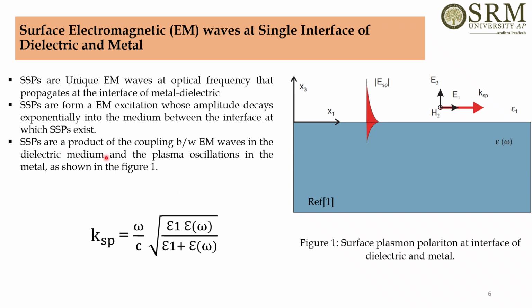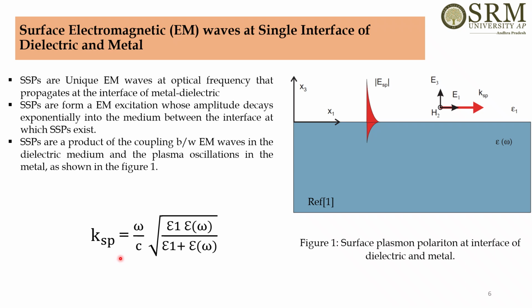Okay, so this SSPP we can call the product of coupling between the EM waves in the dielectric medium, so this is the dielectric medium, and plasma oscillations in the metal. So this is the metal, and in this metal we have the plasma oscillations. Whenever we couple the electromagnetic waves existing in the dielectric material and the plasma oscillations existing in the metal, then it is able to propagate along the direction.